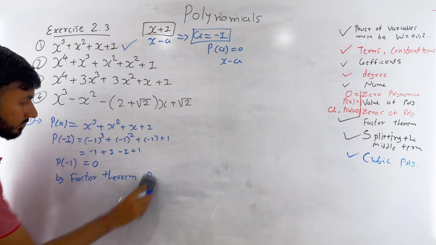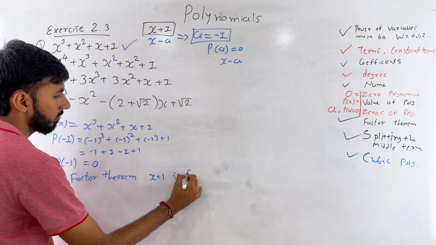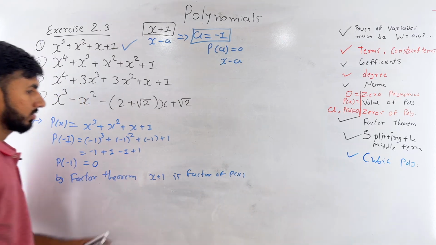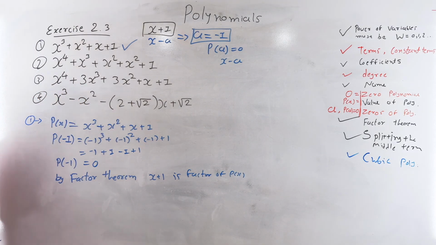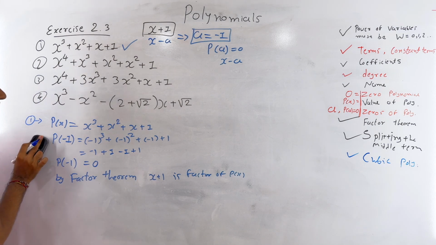x plus 1 is a factor of p(x), right? Now here we have p(x) as this polynomial. So very easy, right? Now we will do the second question.